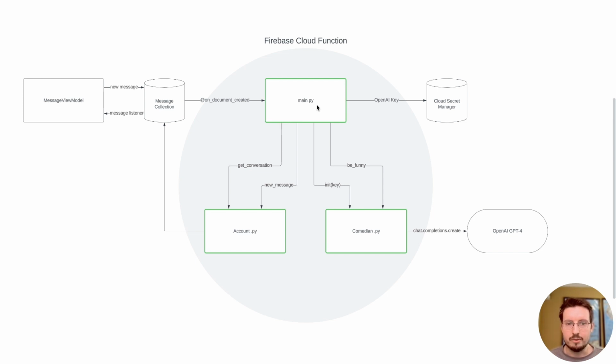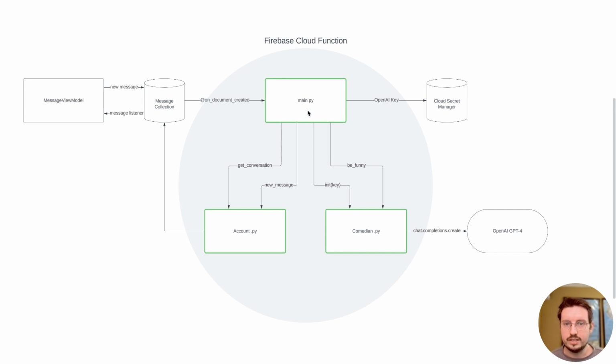So our main.py will first get the conversation from the account.py class. The account.py class will handle everything related to the account, but it won't know anything about generating jokes. So we're going to get the conversation from the account from the messages collection.